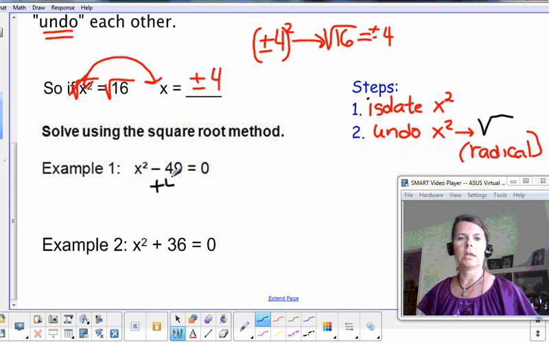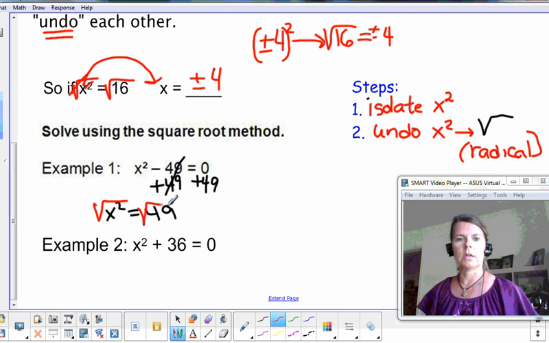So hopefully you're saying in your mind, oh, you just add 49. That's easy. And then these cancel, and you get x squared equals 49. And then how do we undo a square? Square root. So if you do it to one side, I'm going to change to red. Square root, square root, the square and square root cancel out, you get x equals plus or minus 7.